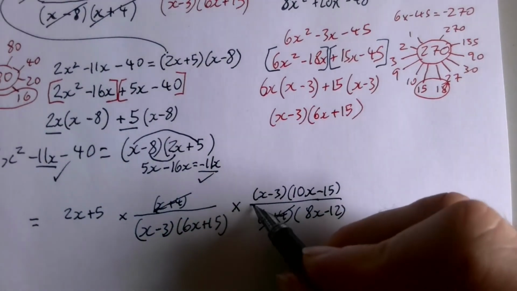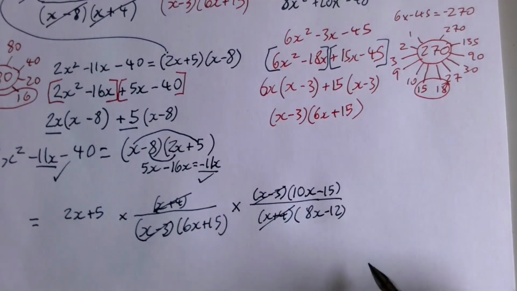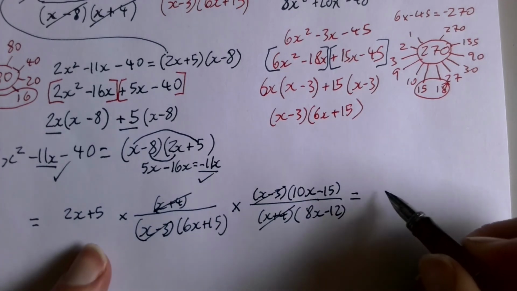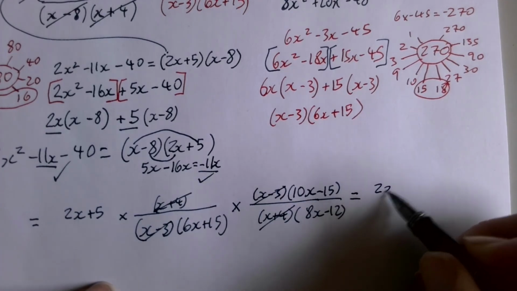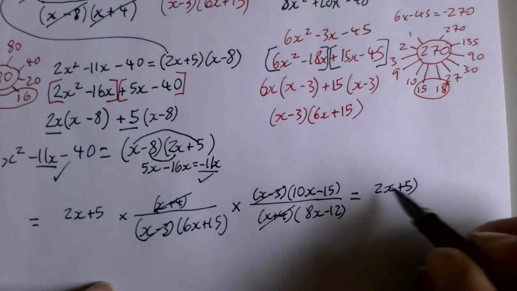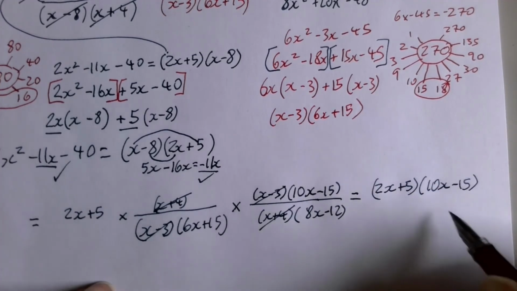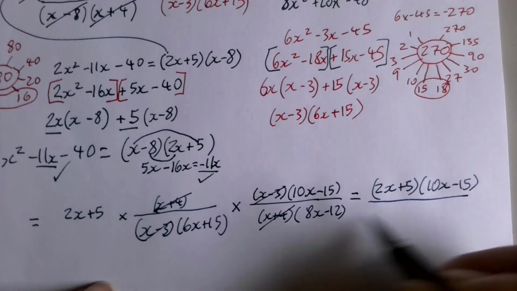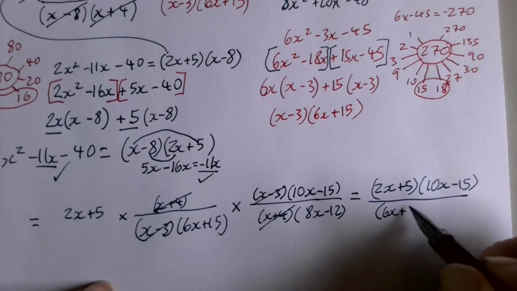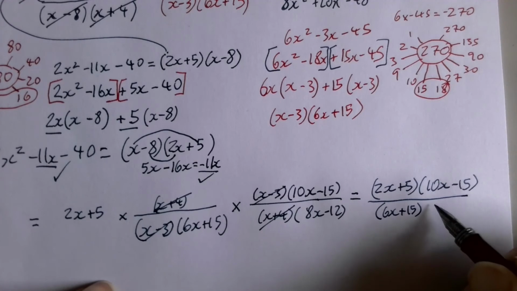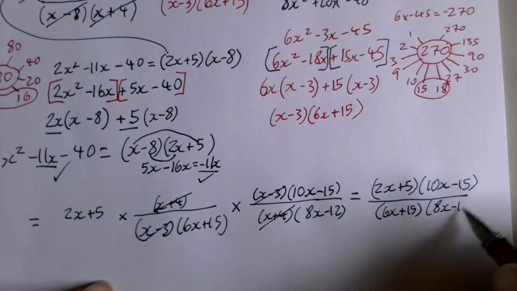Now we're trying to get towards a situation where we've just got one number over another, and I can cross out my x take 3's, but I've still got, if I write this, on the top 2x plus 5, 10x take 15, and on the bottom 6x plus 15 times 8x take 12.